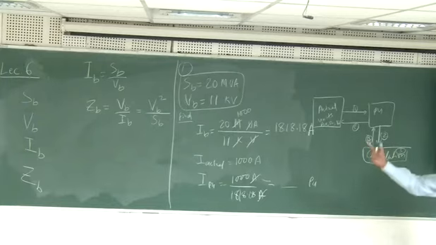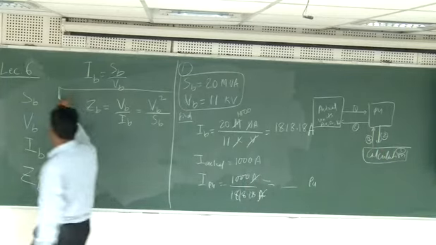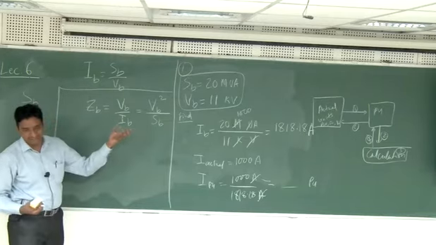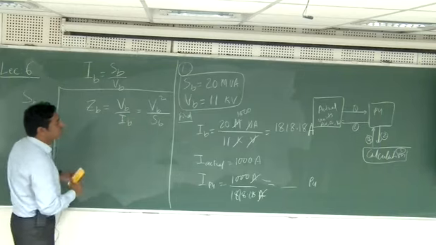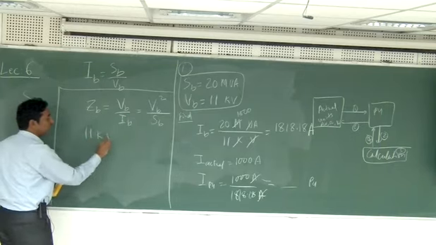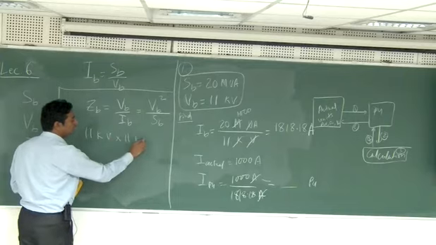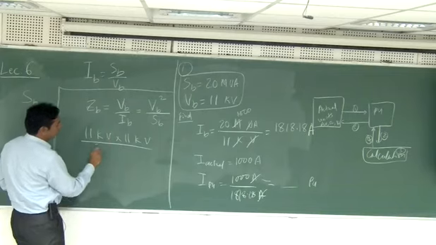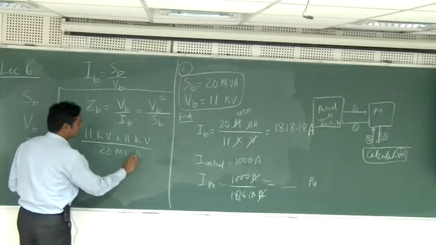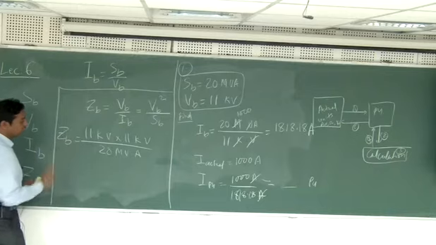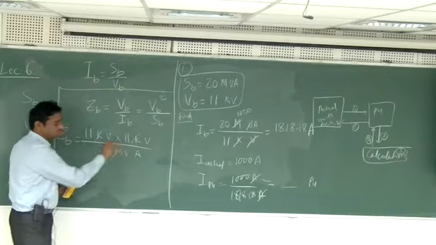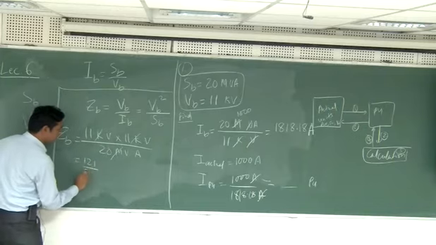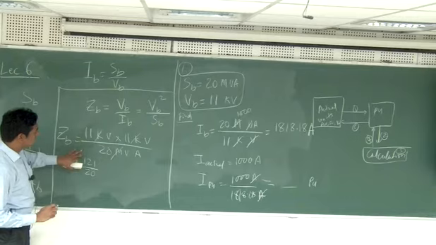I have to now find what is my Z base, or the impedance base. So what is the impedance base? I can use this or I can use this, I will get the same result. So let's use this one. So what is V base? 11 kV into 11 kV, this one, V square I have done, and then divided by S base, 20 MVA. Okay, so this is my Z base. So M and 2 k's will cancel out. So 11 into 11 is 121 divided by 20.